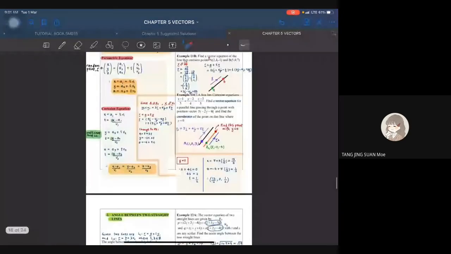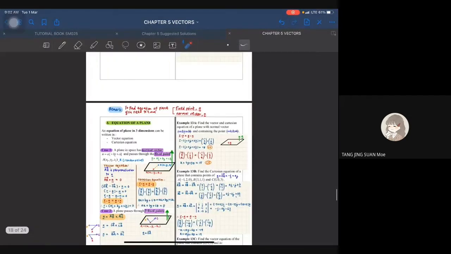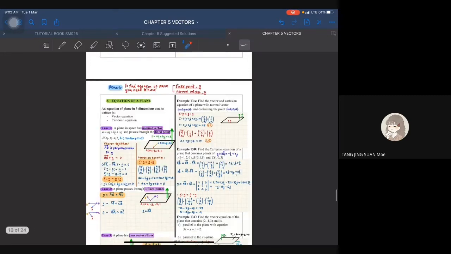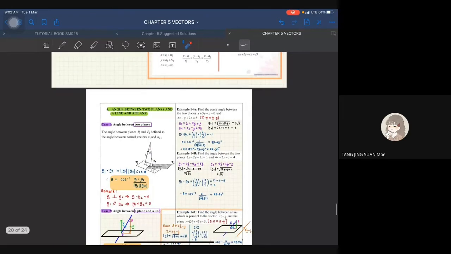And then the second one is angle between two straight lines. This one sebenarnya awak dah belajar dekat dalam 5.1. Remember this formula that you have: theta is equal to shift cos inverse, and then this one. Saya tak akan pergi kat sini dah. The third one kita belajar equation of a plane, macam mana awak nak cari equation of a plane. The fourth one is angle between two planes and a line and a plane.